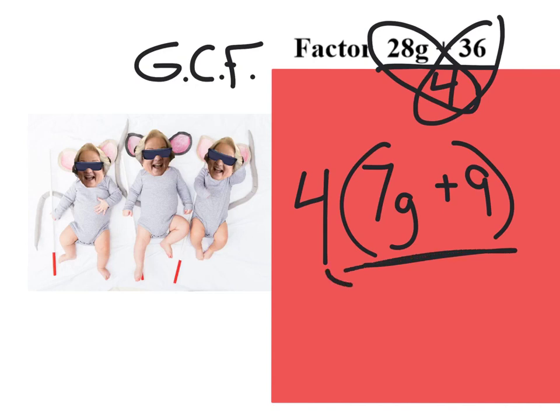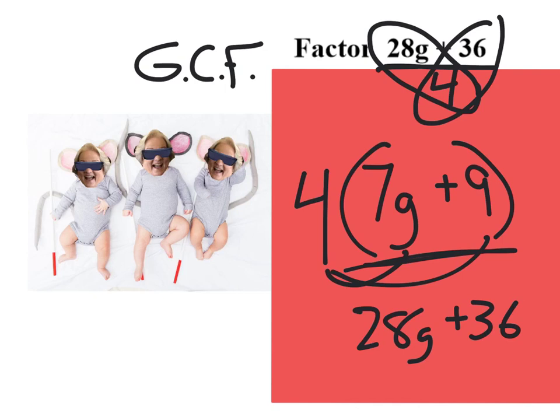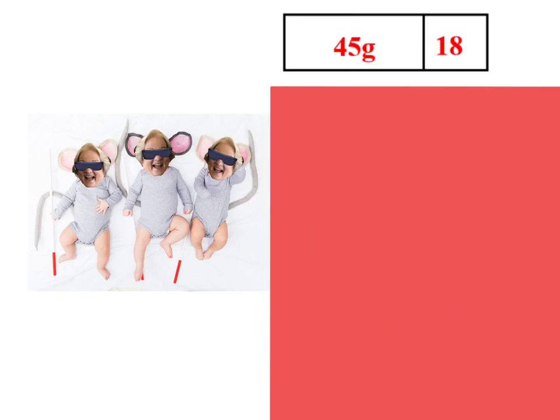And if we did the distributive property, watch, I'd be at 28g. I'd be at 36. I'd be right back to where we started. So we can undo the distributive property by factoring, and then we can, of course, distribute to undo that. Here I have a picture example of that.